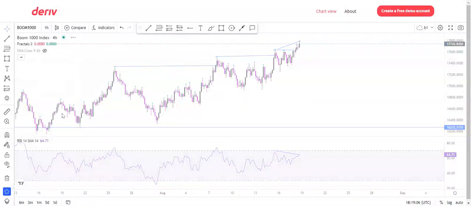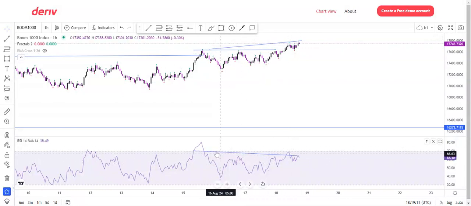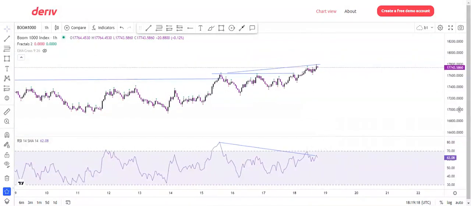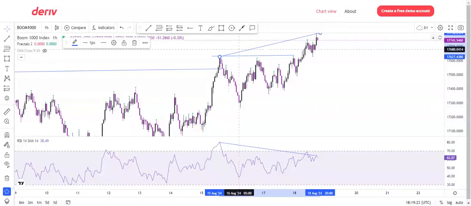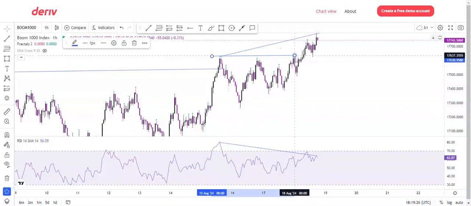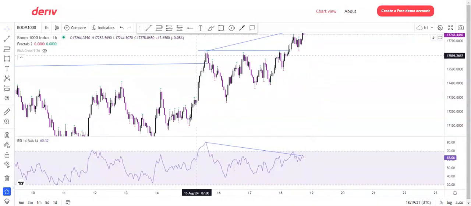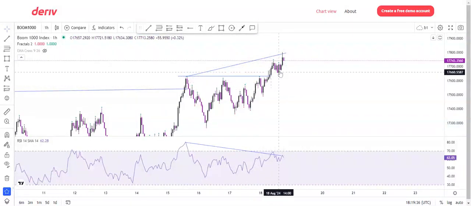Let's go to the 1 hour. We have a divergence on the 1 hour, and also you see those liquidity lines over here, and you see it has been taken out. So here the liquidity has been taken out.